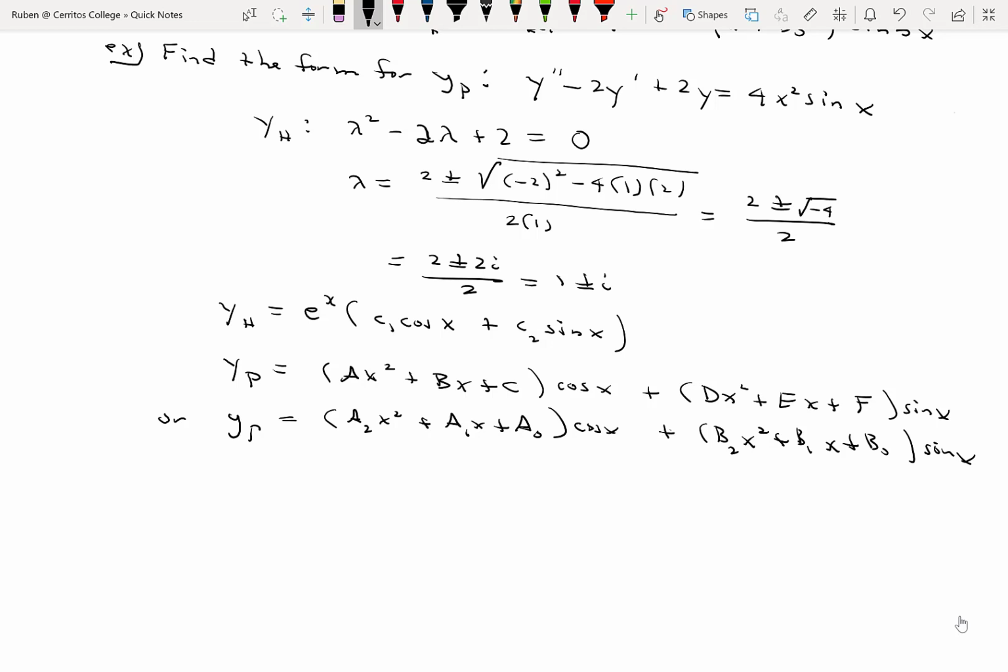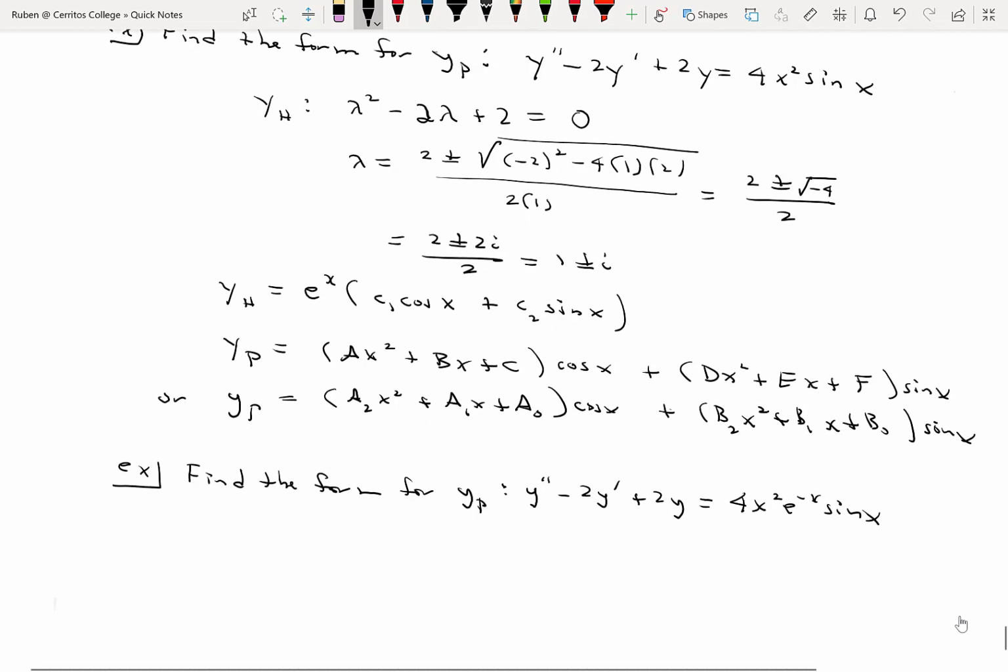Next, I'd like to take a look at the possibility that we have all three types of functions, powers, exponentials, and trig functions, in our problem. So for our next example, find the form for y sub p if our differential equation now has the same left-hand side as the previous example, y double prime minus 2y prime plus 2y. On the right-hand side, we have the 4x squared like we had before, but we now have an e to the minus x and a sine x. This is not going to be a big leap for us.